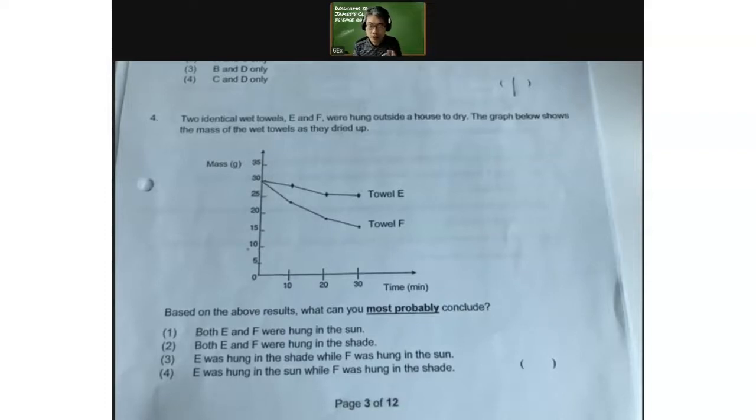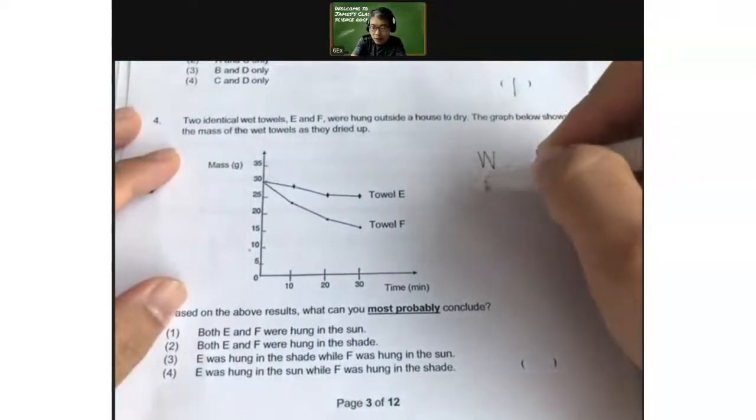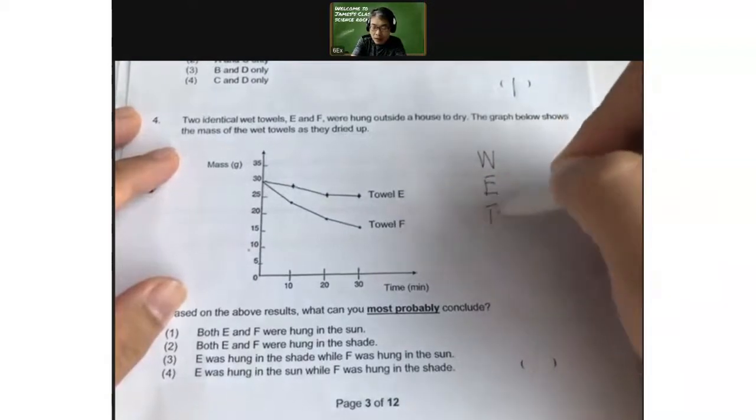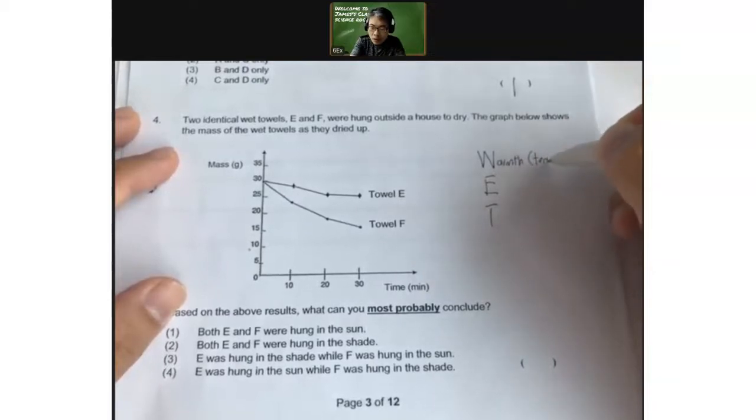So this question is testing on the knowledge of the water cycle, under evaporation, and talking about rate of evaporation. The graph shows the mass of the wet towels as they dry up. Now the three factors that you need to know regarding rate of evaporation is WET. W representing the warmth, or you can talk about the temperature of the surroundings. The higher the temperature of the surrounding, the greater the rate of evaporation.